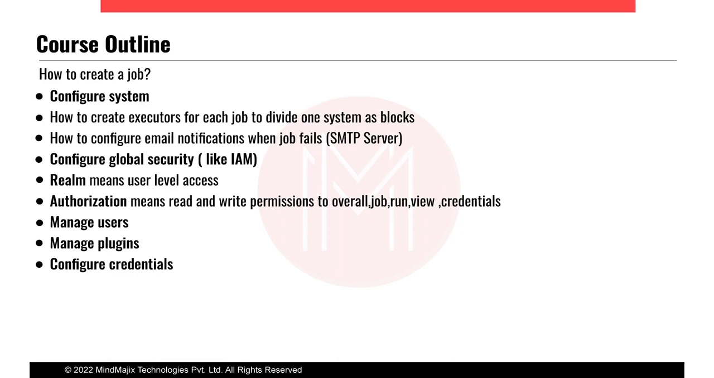Configuring the system, how to create executors for each job to divide work on one system, how to configure email notification when a job fails, and why we should use these jobs at first. Then configure global security, managing users, managing plugins, and configuring credentials. This is real time, not just the theoretical part of telling about the CI/CD pipeline and giving definitions. I'll explain in a real-time application, after installing Jenkins, what operations we are going to perform inside Jenkins.